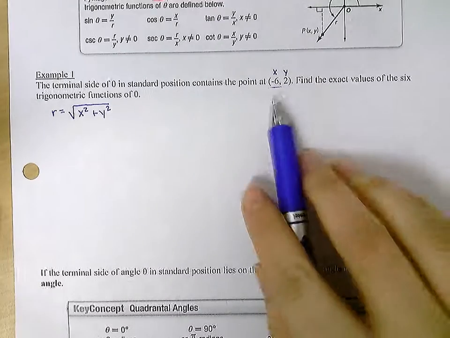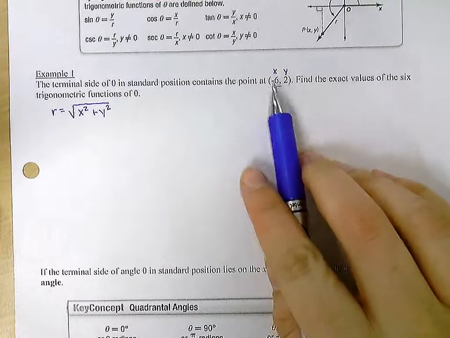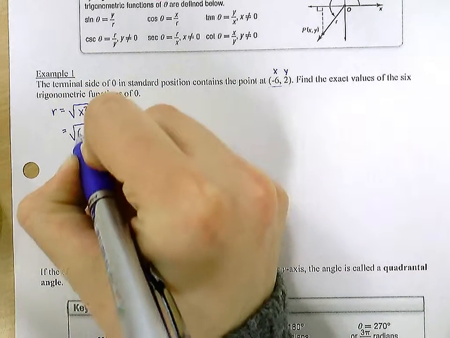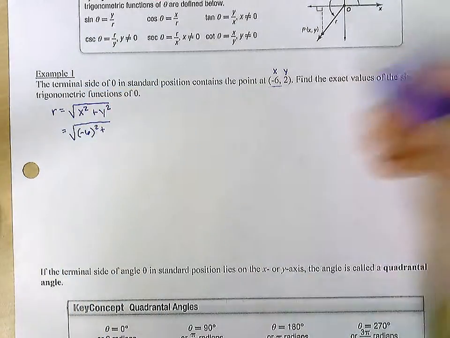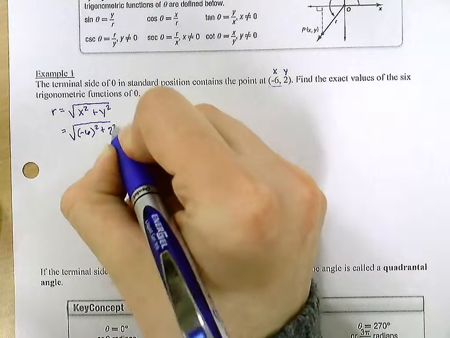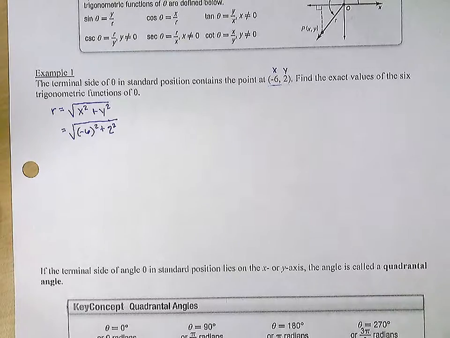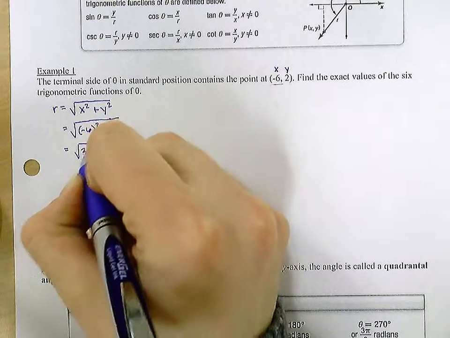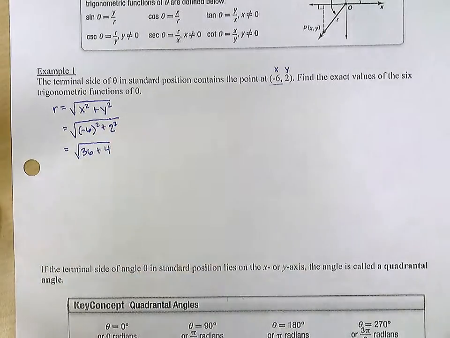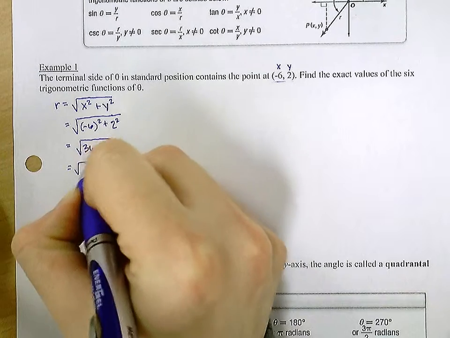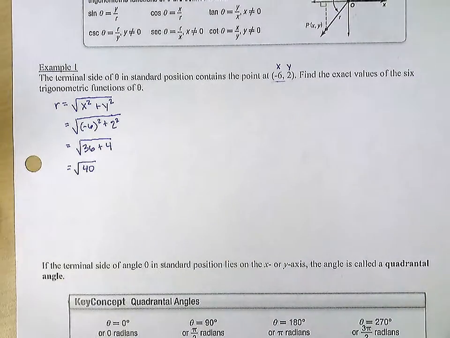I can just plug in x from my coordinate point, which is -6. So we have (-6) squared plus y squared, and y is 2, so we have 2 squared. We just want to simplify that. So we would have the square root of 36 plus 4, which is the square root of 40.